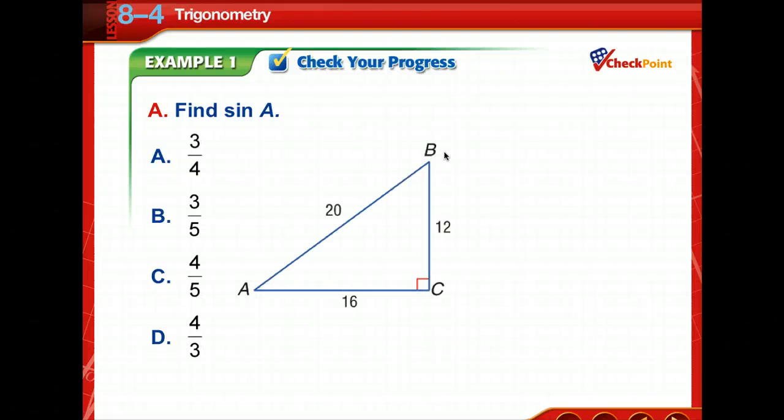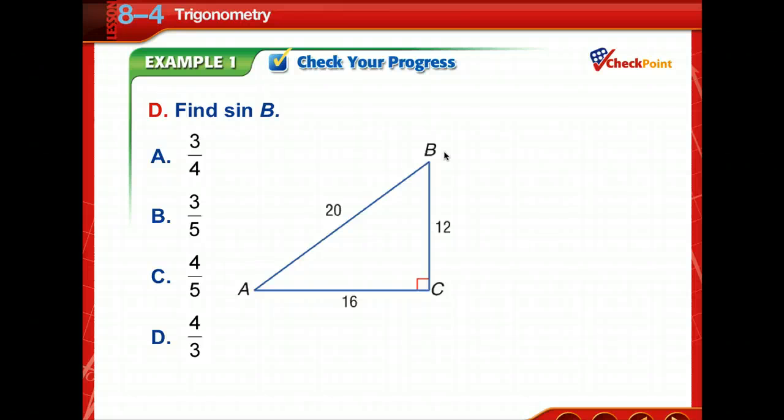All right, time to check your progress, and we have several here, so pause for a moment, find sine of A, and then come back and check your answer. Sine is opposite over hypotenuse, 12 over 20, which simplifies to 3/5. Find cosine of A. Cosine is adjacent over hypotenuse, so 16 over 20 simplifies to 4/5. Tangent of A. Tangent is opposite over adjacent, which is 12 over 16, which simplifies to 3/4.